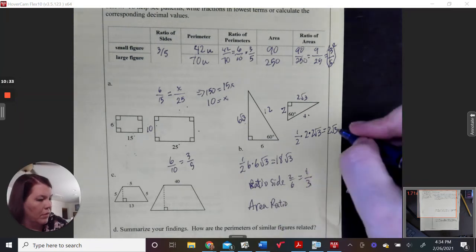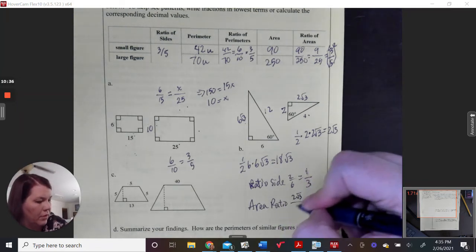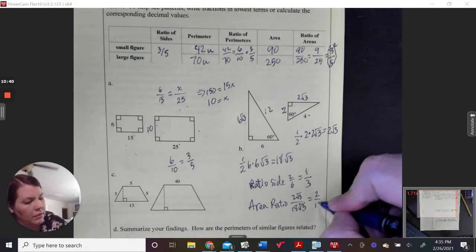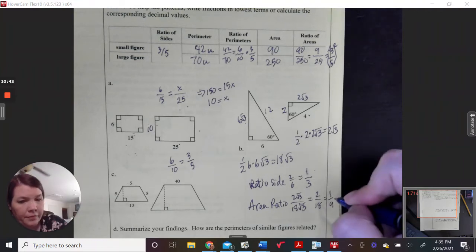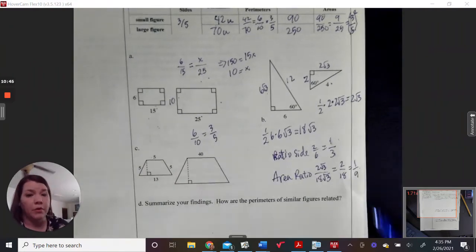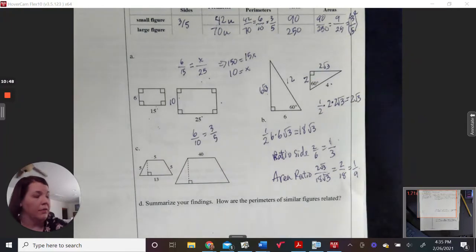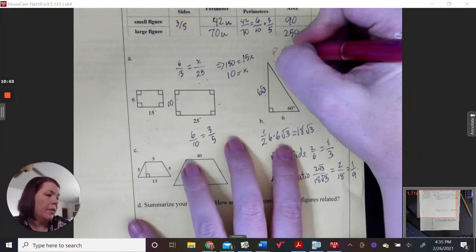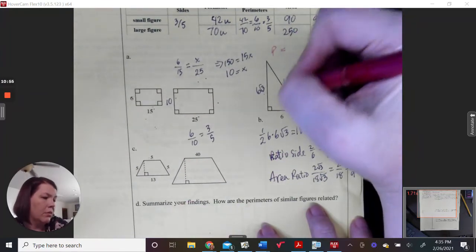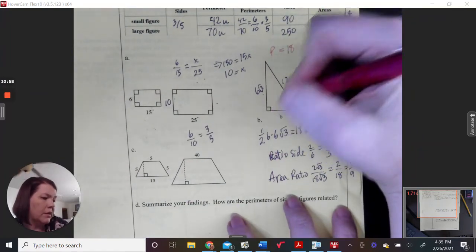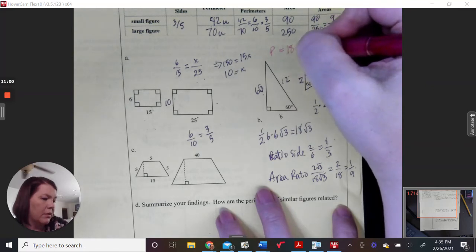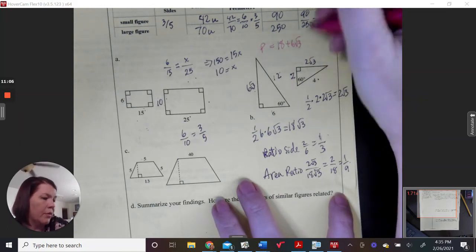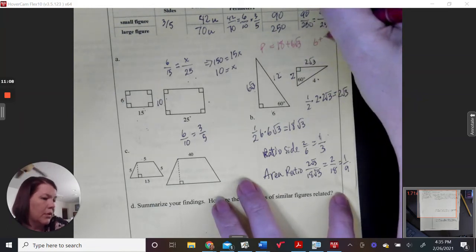Perimeters, though. We need to find the perimeters. Let's do that up here in purple. Perimeters equal 18, 6 plus 12, plus 6 radical 3. And the perimeter of this one is 6 plus 2 radical 3. P for small, P for large. And so if I set those up with small on top, 6 plus 2 radical 3 over 18 plus 6 radical 3.